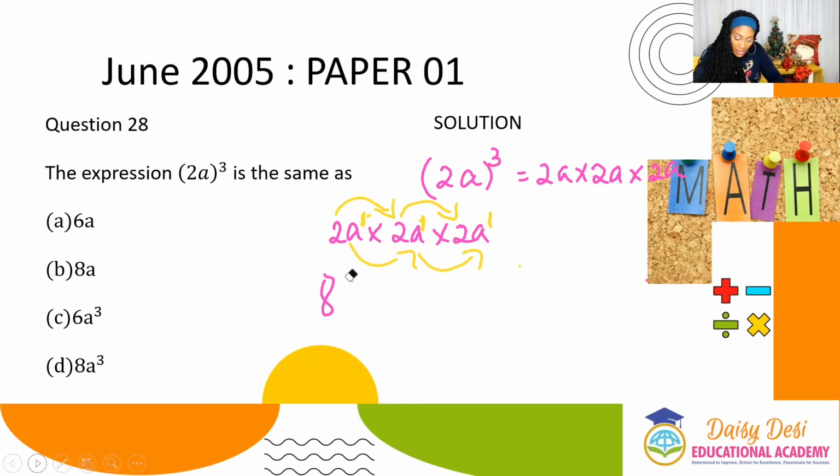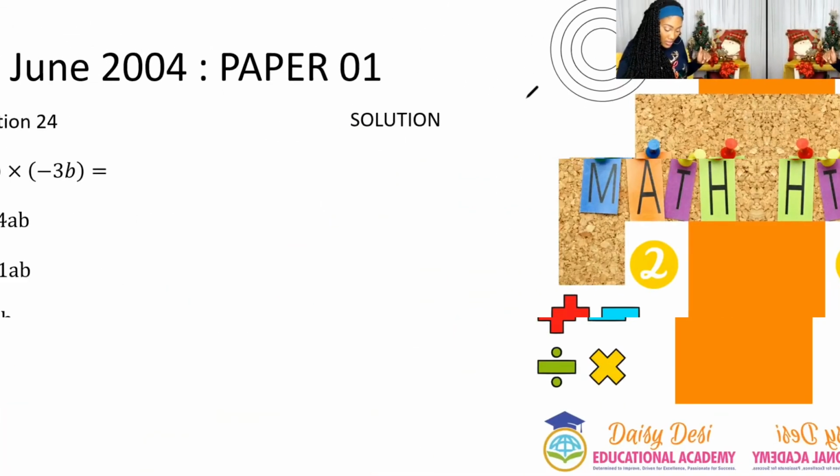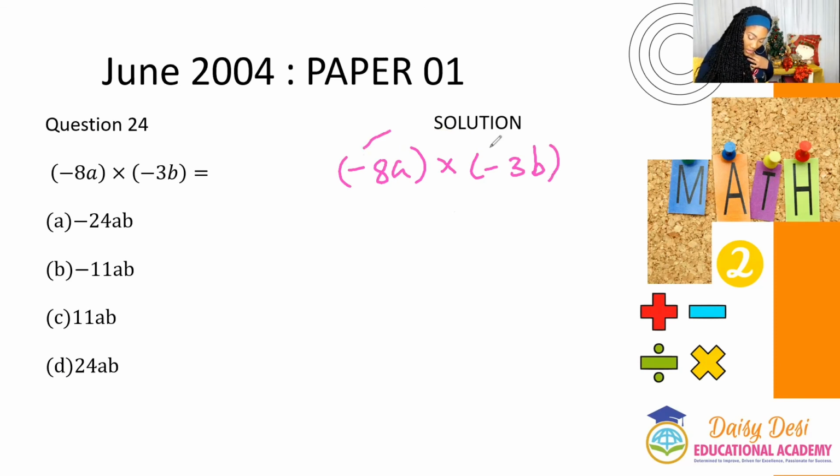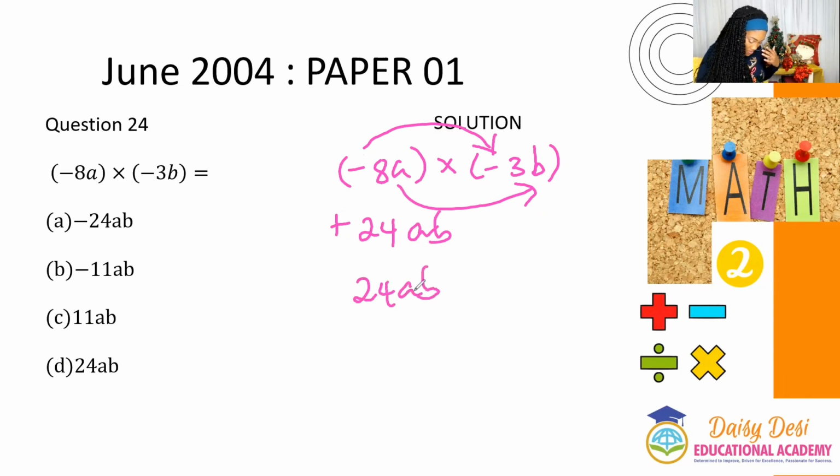Now, if that was confusing for you, I suggest you look at the previous videos where I went into more details. This is the June 2004 question 24. We have negative 8a multiplied by negative 3b. We are multiplying the coefficients, so negative 8 multiplied by negative 3, a minus and a minus is a plus. 8 3s are 24, and a multiplied by b is simply ab, so the answer is 24ab, which is D.